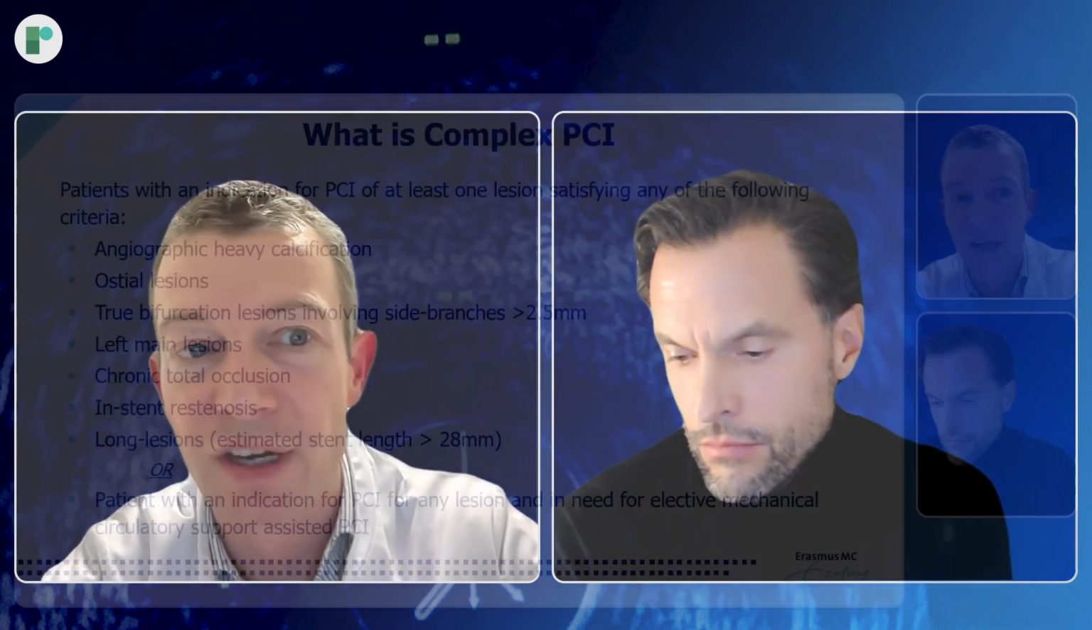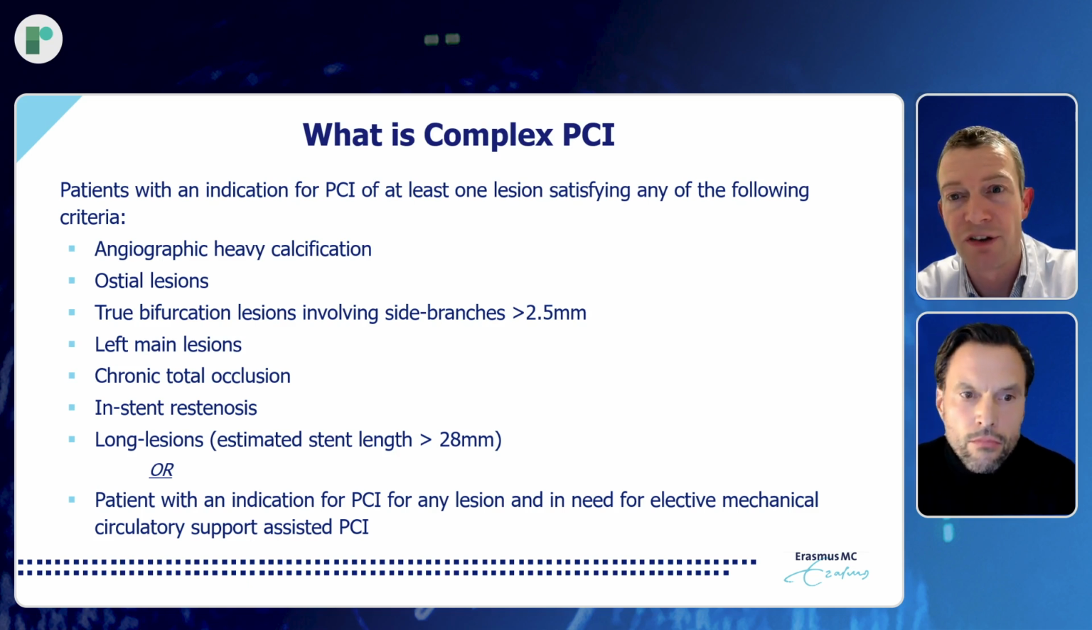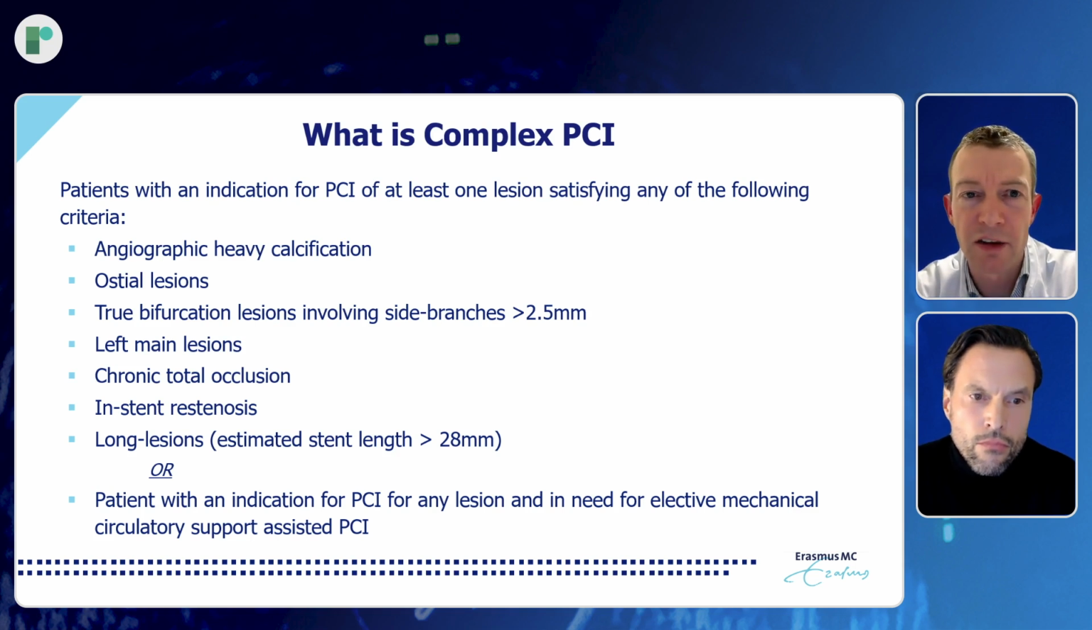But obviously, complex PCI and complex lesion is a more generic definition that includes not just those three components, but also lesions with angiographically heavy calcification. This is a topic that has been highly promoted on virtually every interventional meeting as of today. There's a lot of focus on imaging calcification and deciding on what type of lesion preparation to perform based on imaging.